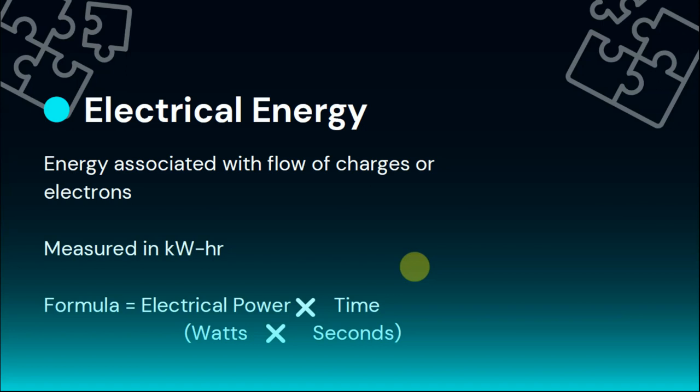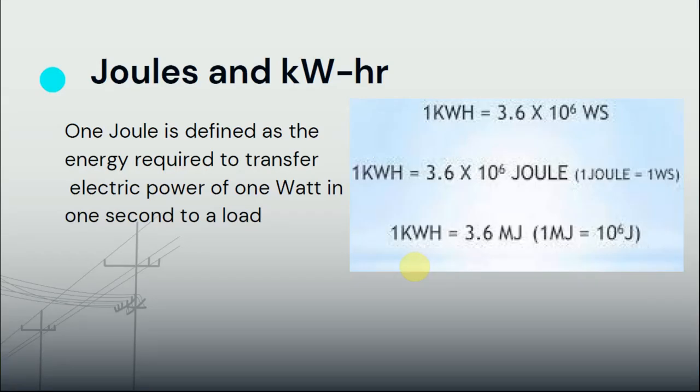And the formula to calculate electrical energy is the product of electrical power and time. Accordingly, the units are watt seconds. The energy can also be represented as watt seconds, but the standard representation of electrical energy is in kilowatt hour. Normally energy is represented as joules, but electrical energy is standardly represented as kilowatt hour.